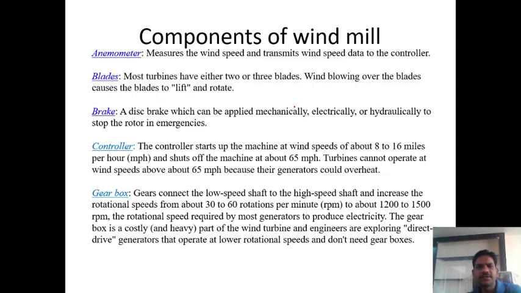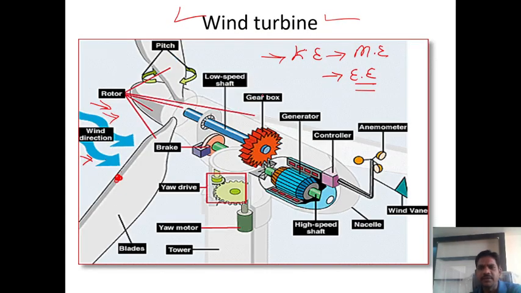So let's discuss one point here, the anemometer. What is the use of the anemometer? It measures the wind speed and transmits the wind speed data to the controller. This is done with the help of the anemometer, guys, to measure how much velocity the wind has. The value measured by this anemometer is transferred to the controller unit, guys.